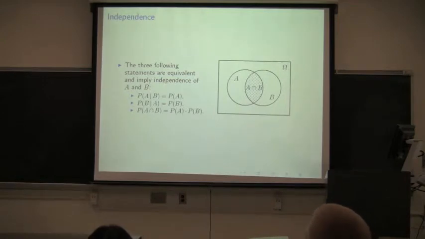There's the notion of independence. If two events are independent, then the joint distribution factorizes. So it's the product of the two marginal distributions.